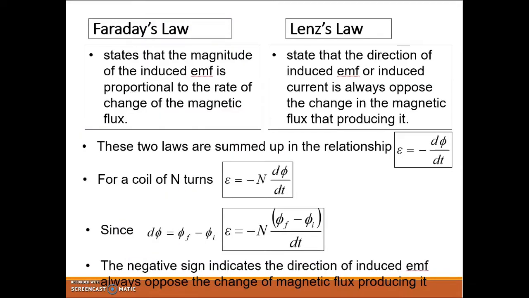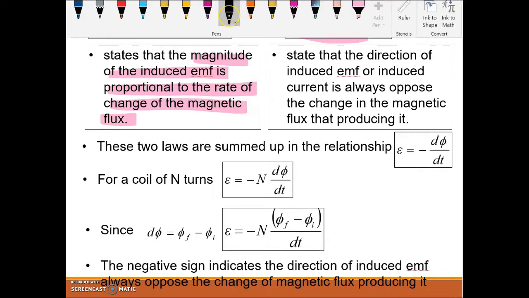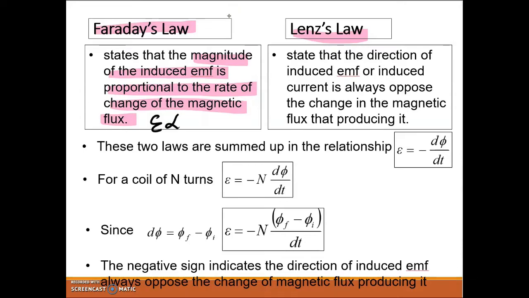These are two important laws in this topic. We have Faraday's law and Lenz's law. Faraday's law states that the magnitude of the induced EMF is proportional to the rate of change of magnetic flux. Okay, EMF is directly proportional to the rate of change of magnetic flux. Okay, we go to Lenz's law. Lenz's law states that the direction of induced EMF or induced current always opposes the change in the magnetic flux that is producing it.